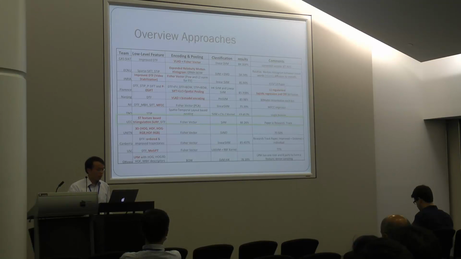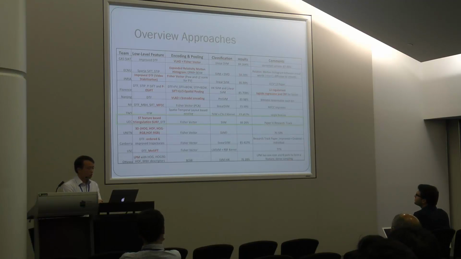The UEC team, they developed their own spatial temporal feature based on the surf triangulation. And they already submitted a paper to the research track, so I think they are going to give a talk on this. The UNITM team explored all kinds of 3D features like 3D HOG, 3D HOF, and HOG color, and HOF color.